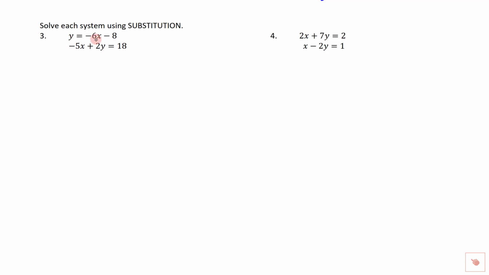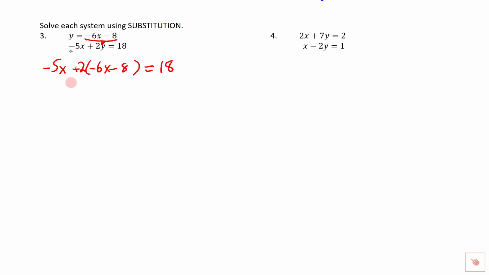So wherever there's a y, we're going to put negative 6x minus 8. So I'm just going to put that stuff right here. So I'm going to rewrite that second equation, negative 5x plus 2, and then in place of the y, I'm going to replace that y entirely. I don't put y, I put what y equals. So that's negative 6x minus 8. And then on the other side equals 18.